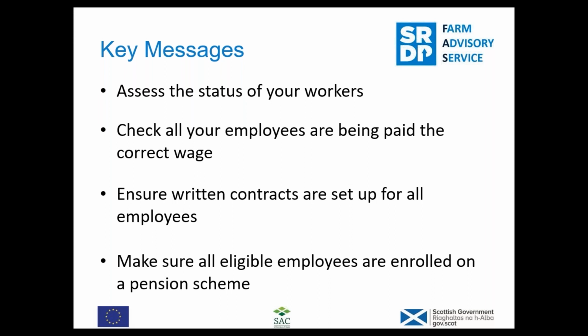So firstly, assess the status of your workers. Make sure that your working relationship is of an employee and they are through the books, or if it is a self-employed contractor, then make sure that those lines haven't become blurred and that you are keeping that working relationship as a self-employed contractor and are doing everything as you should be in that regard. If you have got employees, check they're being paid the correct wage. If they do have qualifications, make sure they're getting that £1.25 an hour top up. That's often the one that most people probably forget about.